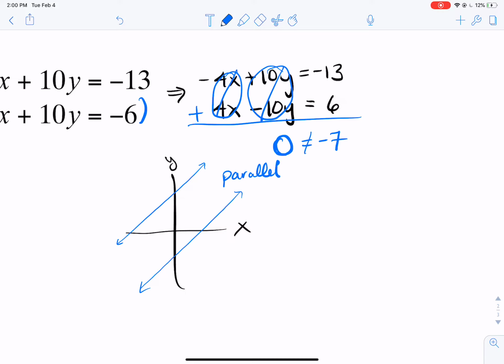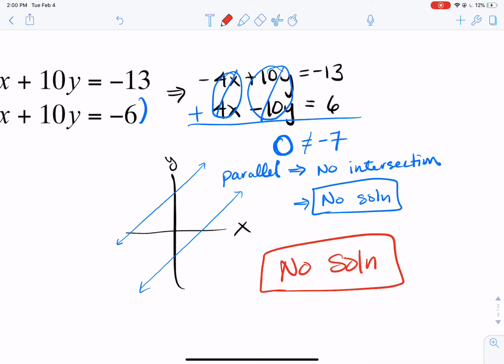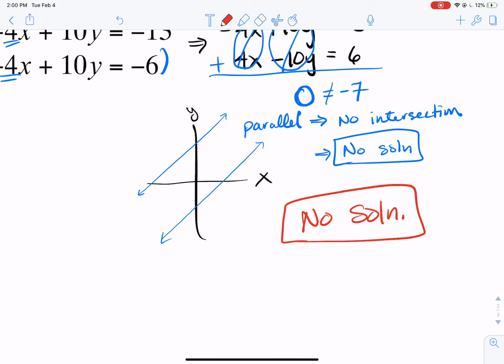Because 0 doesn't equal negative 7, that implies that the graph is going to look like this. It's going to be two lines that are parallel to each other. So that implies that there is no intersection. And since there is no intersection, that means that there is no solution. So that's what we're going to write as the answer for this system, that there is no solution. Let me write that better. There you go. No solution. Remember, this is how I abbreviate solution, SOLN. A little too lazy to spell out the entire word.